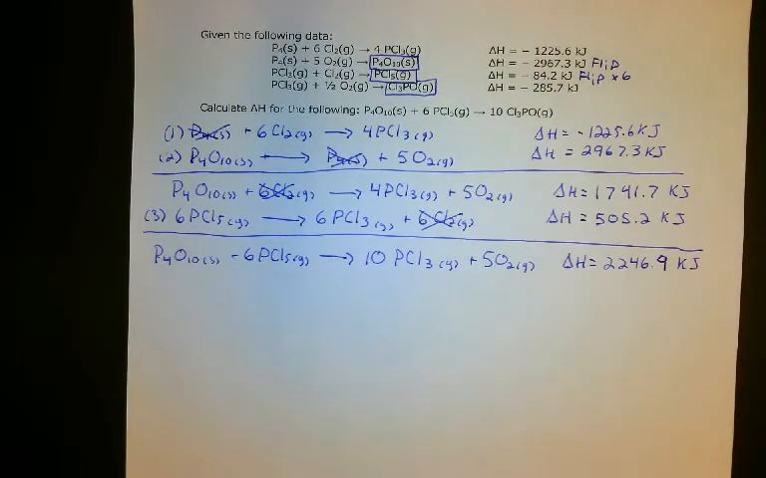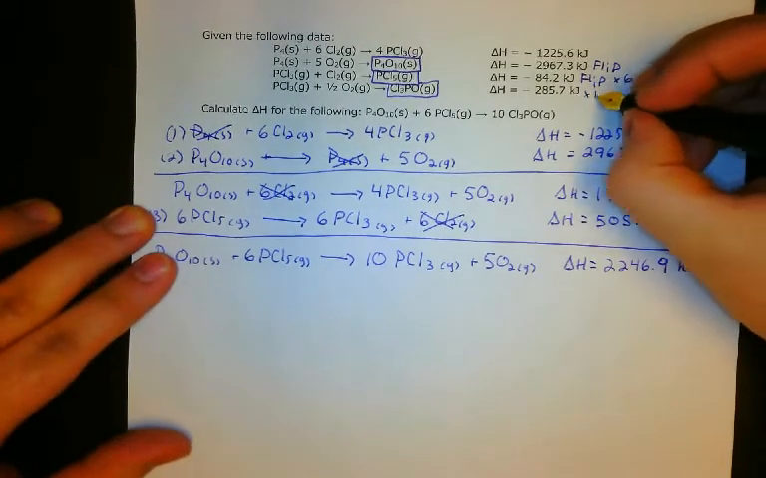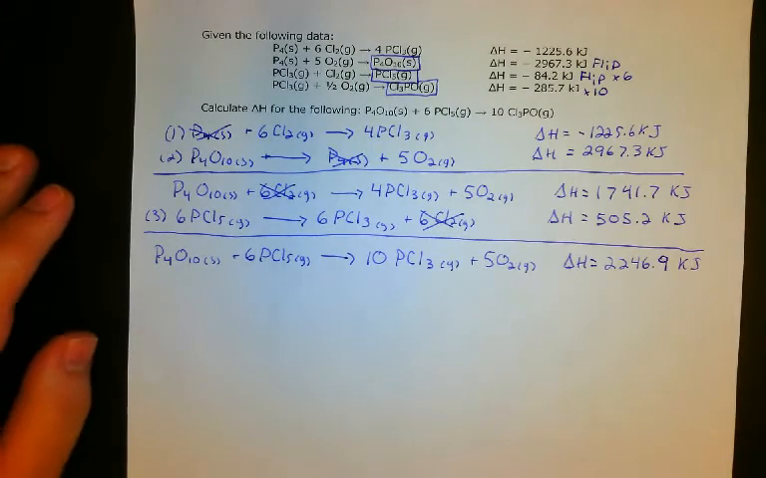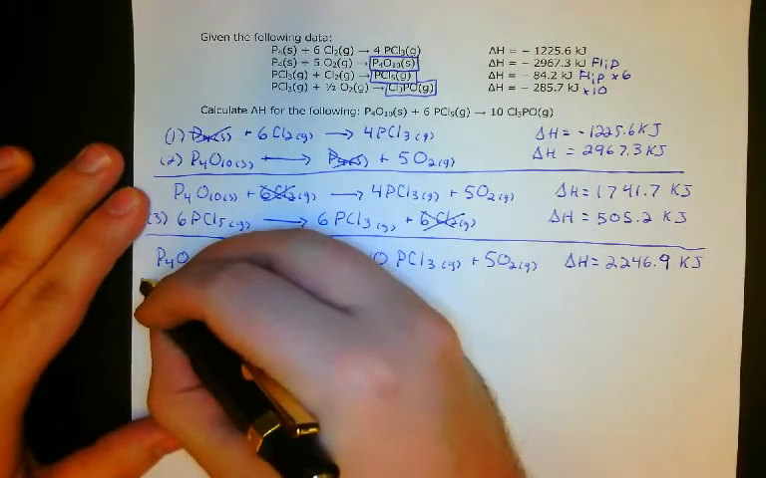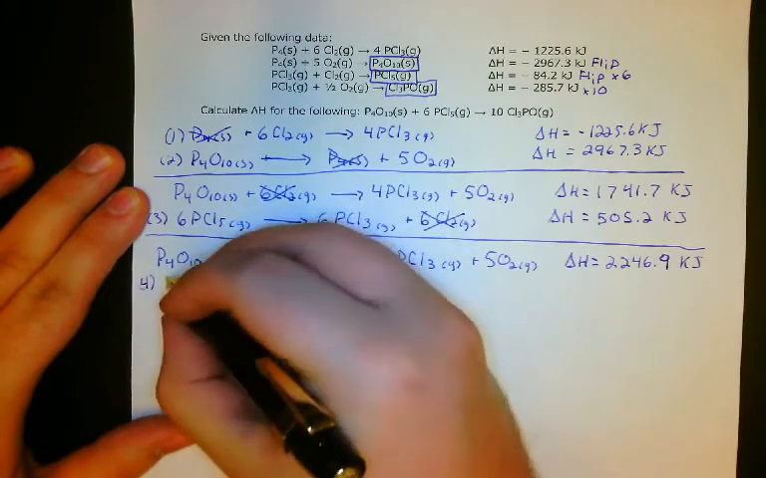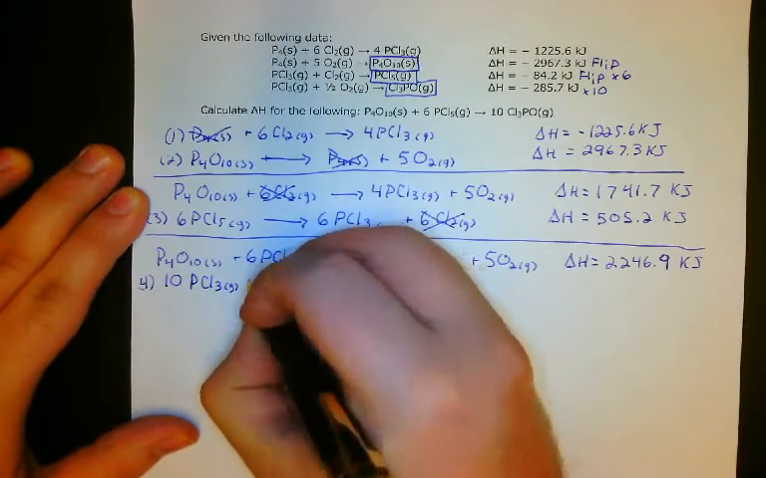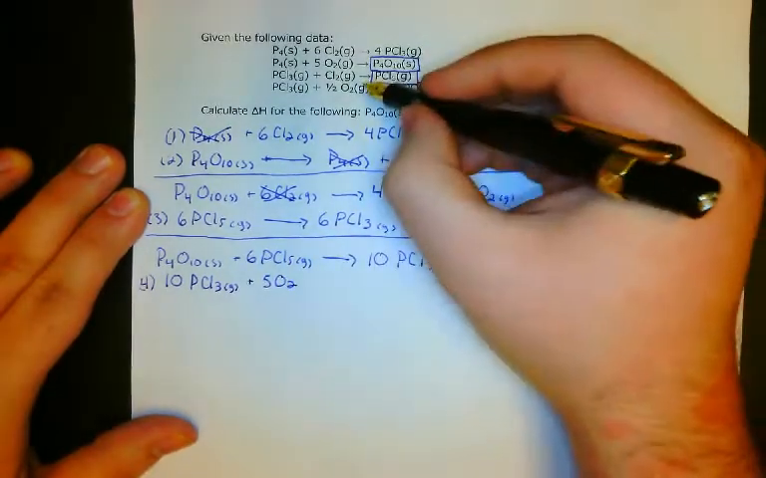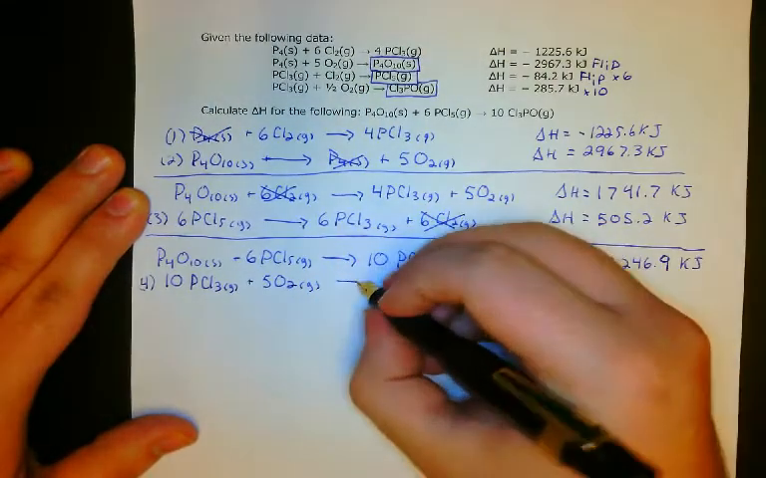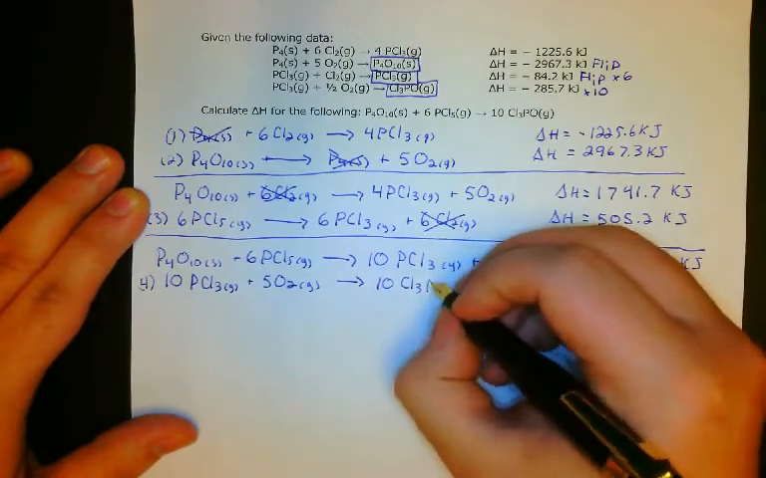Okay, final equation. It gives me Cl3PO. It's in the correct spot. It's a product in the original. It's a product in the data. However, I need 10 of them. The data only gives me 1. So I need to multiply this by 10. So that means I need to add 10 PCl3, 5O2, because it was half, so it's going to be 5, and 10 Cl3PO as a gas.